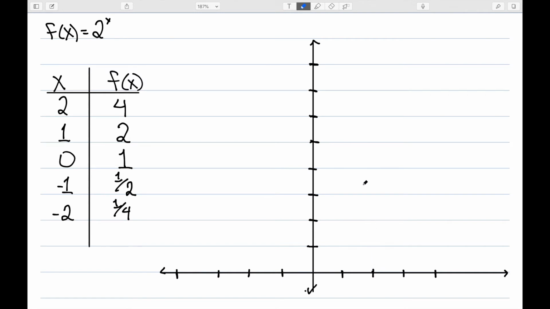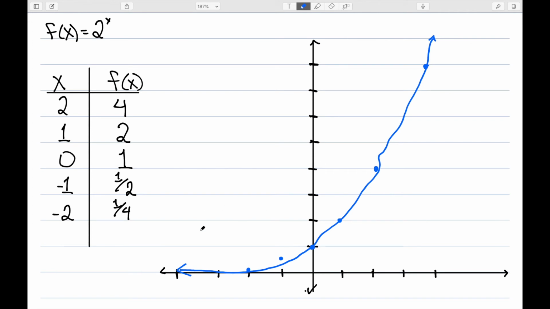Graphing this, we have the point 2, 4, so we'll go over 2 and up 4, over 1 and up 2, over 0 up 1, left 1 and up 1/2, left 2 and up 1/4, and we could continue this as well. Here would be 3 and 8, and then we connect the dots. Didn't do a great job here, but we get the general idea.